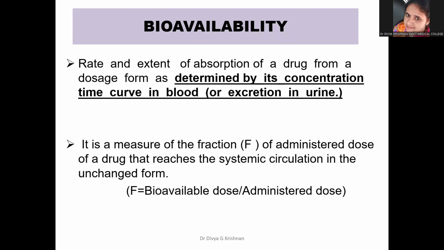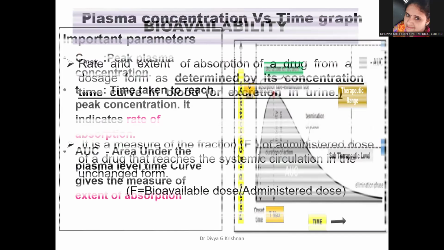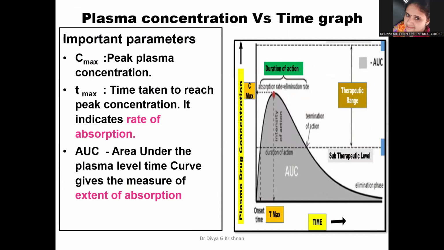So we can say the bioavailability is the bioavailable dose divided by the administered dose. The bioavailable fraction, denoted by F, is equal to the bioavailable dose, that is the dose that is available in the systemic circulation in the unchanged form, divided by the total administered dose.